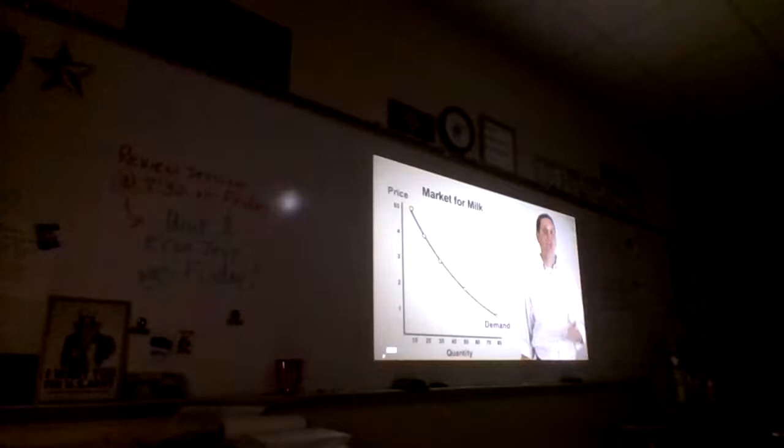This concept explains the law of demand and the shape of the demand curve because to get people to buy more quantity of milk, the price has to go lower because they get less and less additional satisfaction from each gallon of milk.